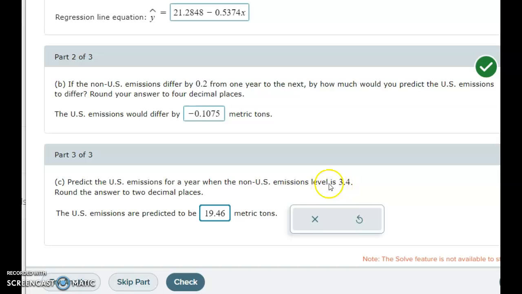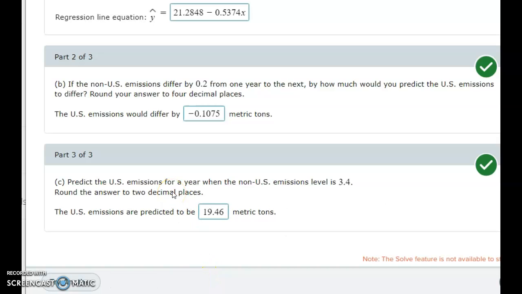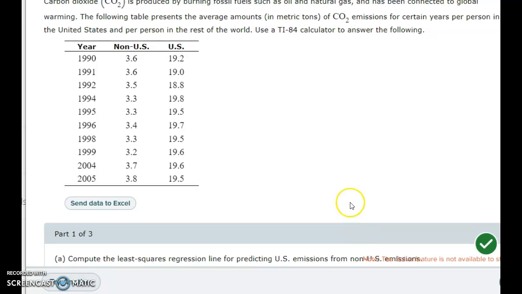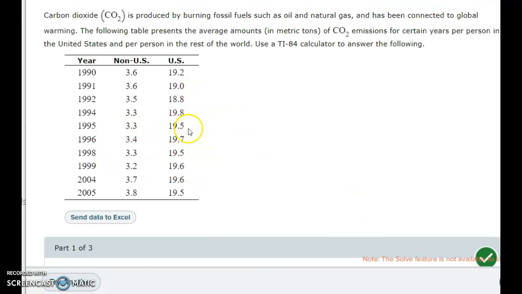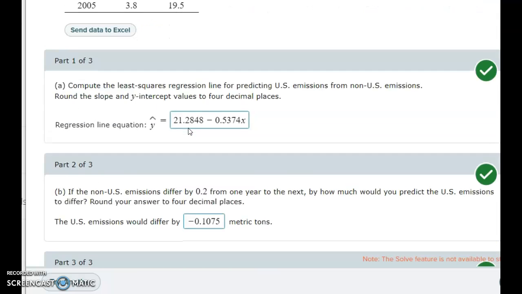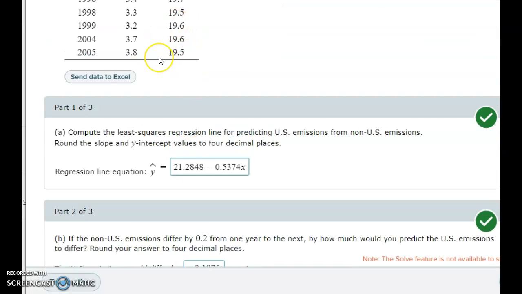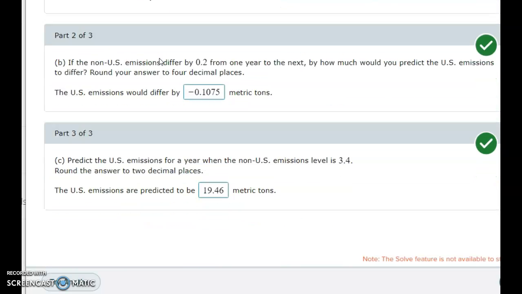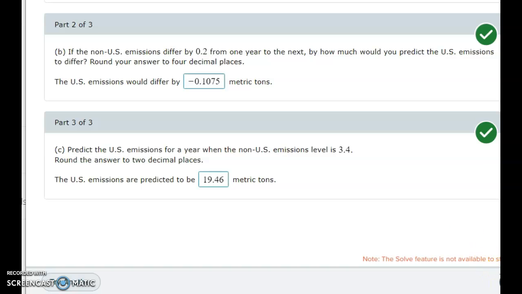Now notice that they could have given me a US emissions level, which would have been a Y value, and then I could have solved the equation for X. So that's certainly another thing that could have happened there. All right, so that's coming up with your own regression equation from the data and using Excel. You can do the same thing in SPSS or a TI calculator if you would prefer.